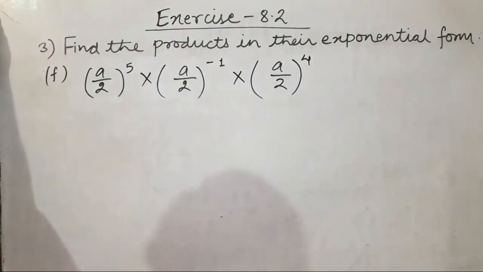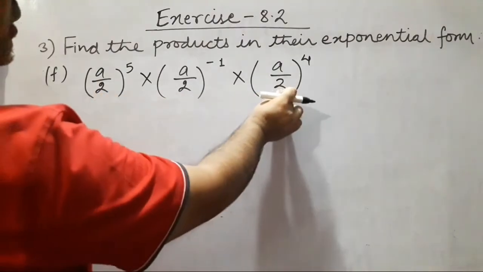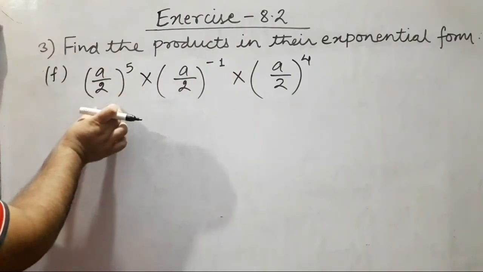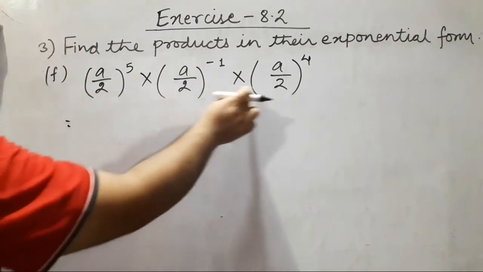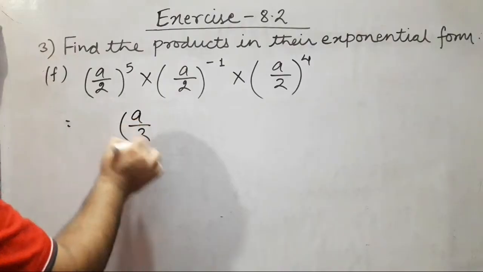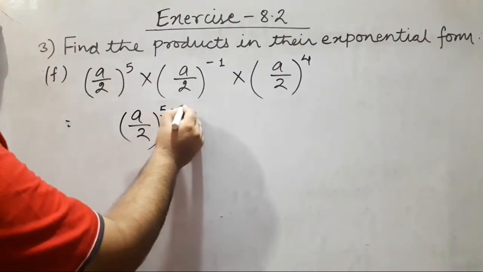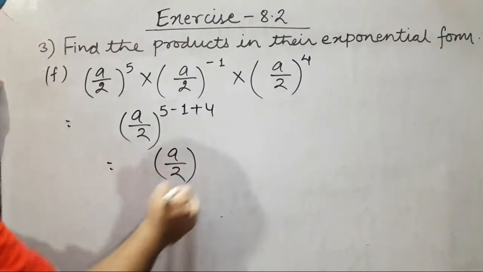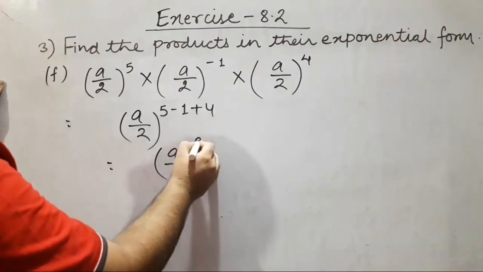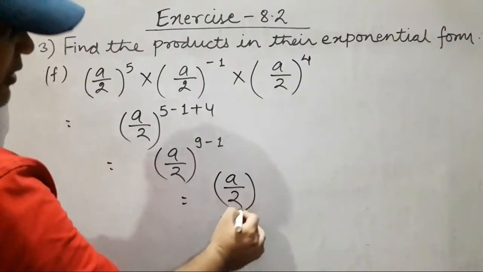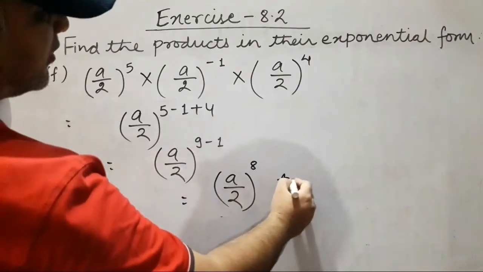Question number F. This question is also similar to question number E. A by 2, A by 2, A by 2. Now they are same base. Now we shall consider this A by 2 as a base. So same base, when they are multiplied, then their powers are added. Bracket A by 2 at the power 5 minus 1 plus 4. So A by 2 bracket 5 plus 4, 9 minus 1 equal to A by 2 bracket power 8. This is our answer.